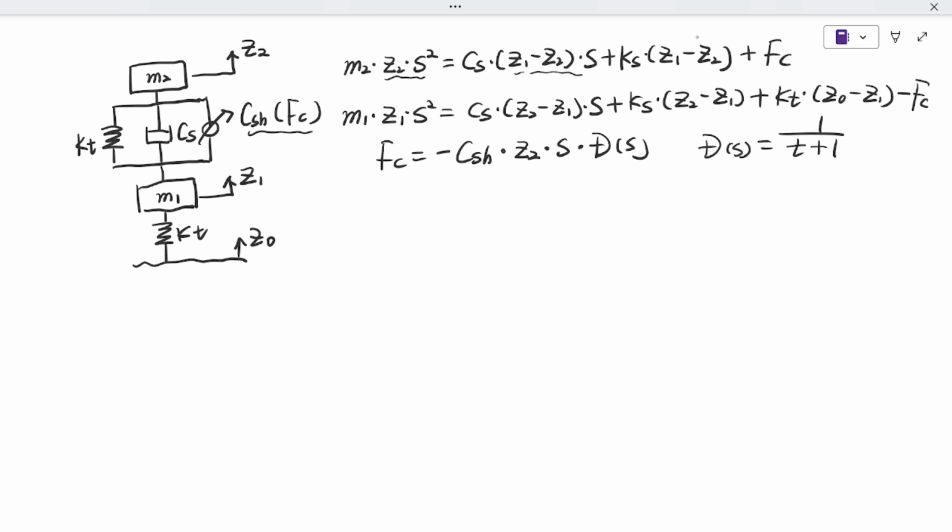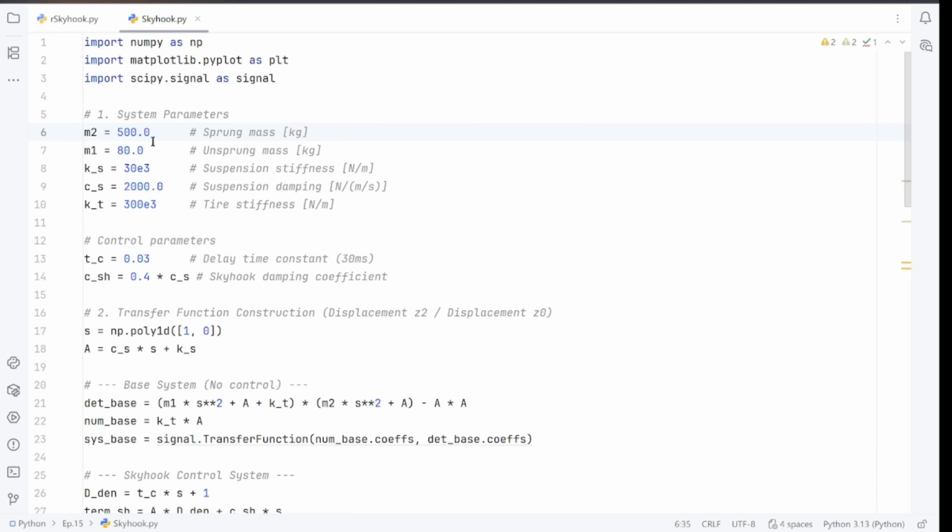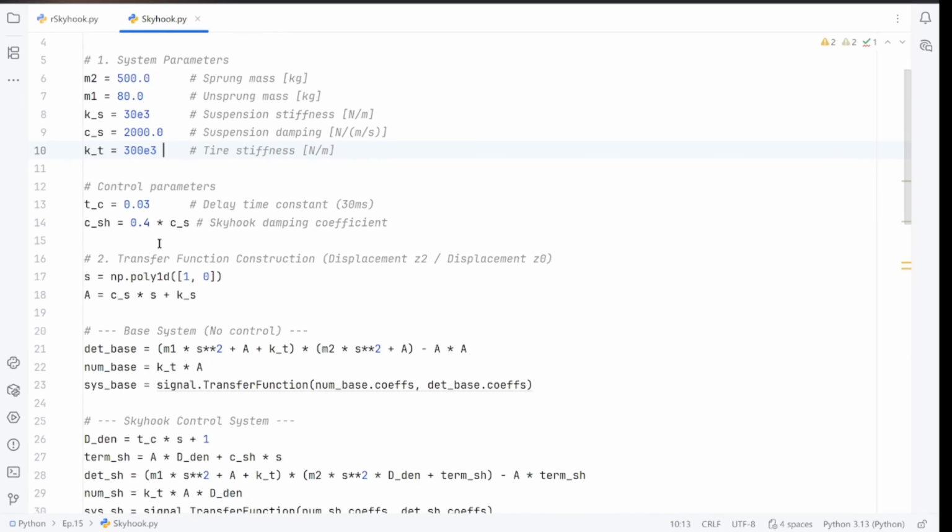We are going to use Python to calculate the Z2 dot over Z0 Bode plot, and we will use actual parameters. Let's see the code. Alright, this is the traditional skyhook control logic. These are the system parameters. M2 is sprung mass, M1 is unsprung mass, Ks is suspension stiffness, Cs is suspension damping, and Kt is tire stiffness. Also, for the control parameters, Tc is the system delay, and CSH is the skyhook damping coefficient.